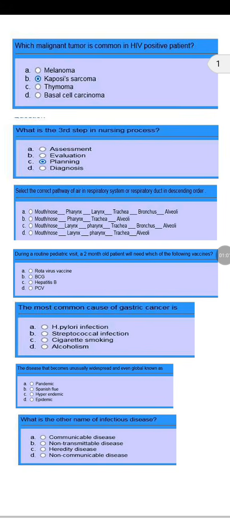To direct a route of pediatric visit to a months old patient with the need to which of the following vaccine? Rotavirus.